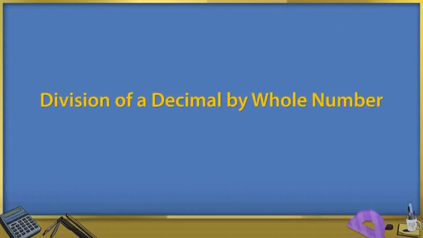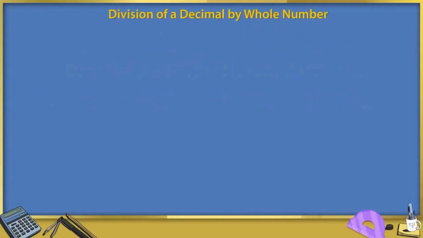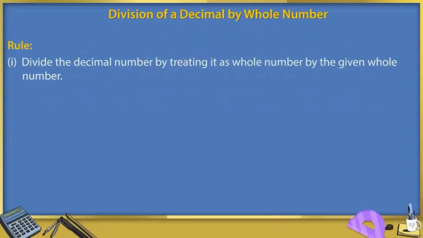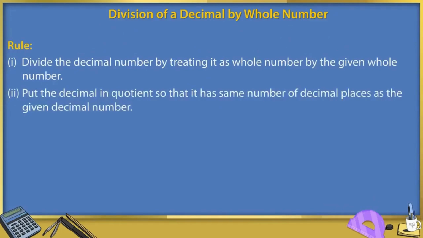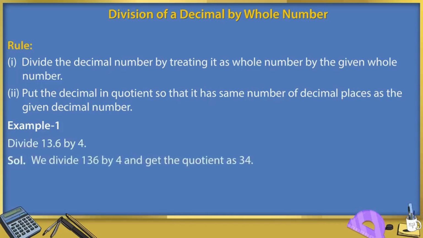Division of a decimal by whole number. Rule 1. Divide the decimal number by treating it as a whole number by the given whole number. 2. Put the decimal in the quotient so that it has the same number of decimal places as the given decimal number. Example 1. Divide 13.6 by 4. Solution. We divide 136 by 4 and get the quotient as 34. So, 13.6 by 4 is equal to 3.4.